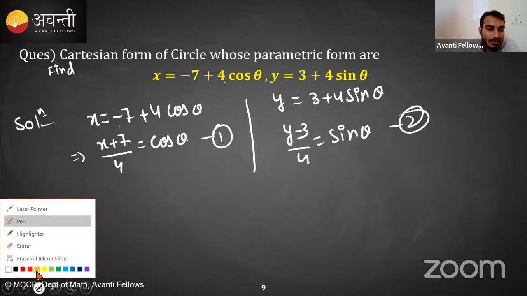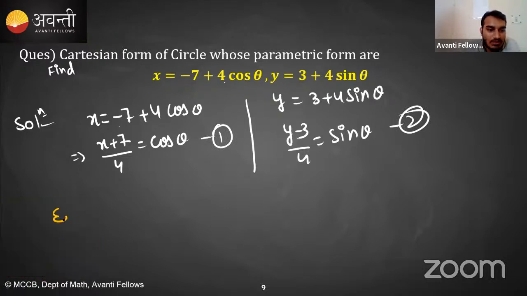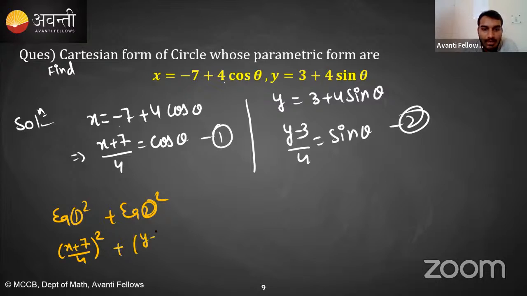So what do you do? Square and add. That is equation 1 square plus equation 2 square. So what will you get? X plus 7 by 4 whole square plus y minus 3 by 4 whole square. This is the square and add of the LHS. What will you get on the RHS? Cos square theta plus sin square theta.